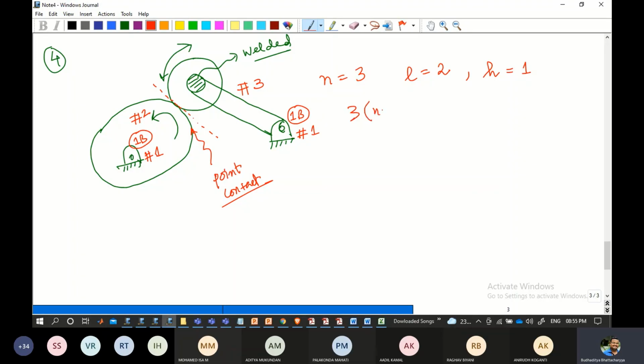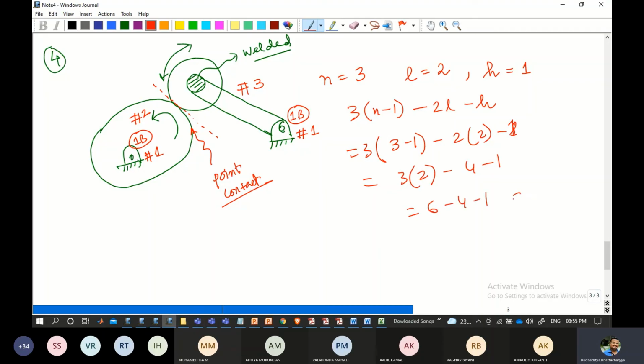So n is 3. We substitute in the same equation, 3 times (n minus 1), minus 2L, minus H. So 3 into 3 minus 1, minus 2 into 2, minus 1. So it's 3 into 2, minus 4, minus 1. So 6 minus 4 minus 1. So it's actually 1. So the whole structure, although it looks so complex in nature, has degrees of freedom of only 1 that we can calculate out of this. Hopefully this is clear.